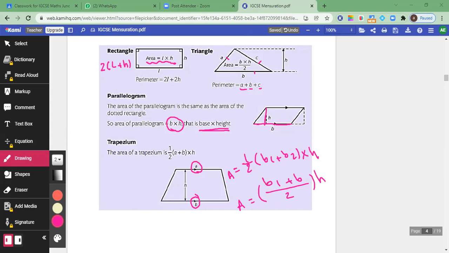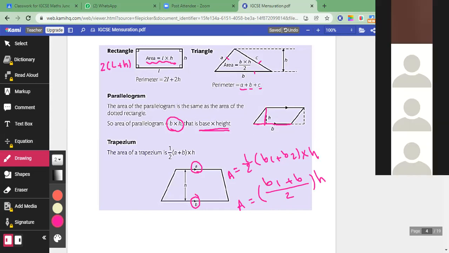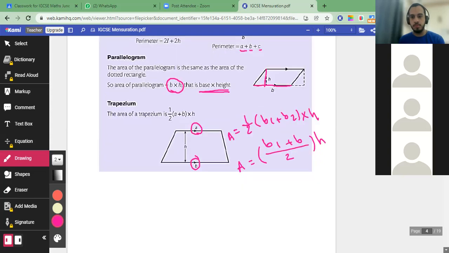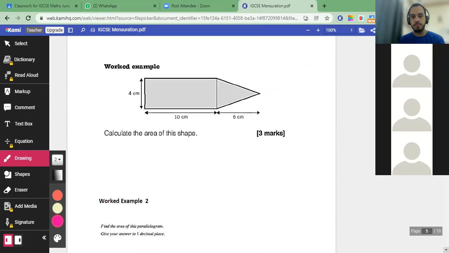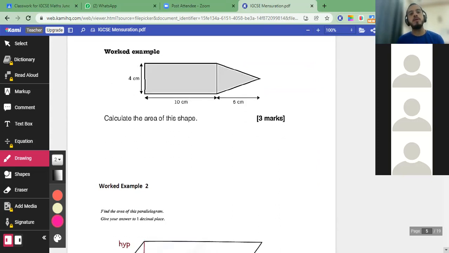Okay, let's complete. Here, worked example, we need to calculate the area of this shape. This is compound shape. It's formed of a rectangle and a triangle. I will give you 5 minutes. Try to figure out the solution. Come on guys, 5 minutes.